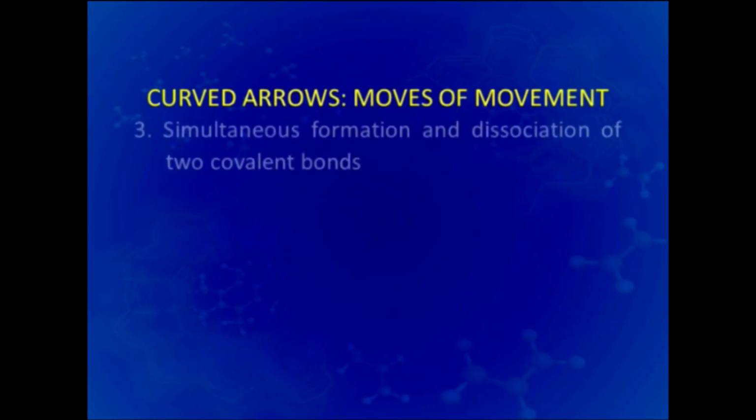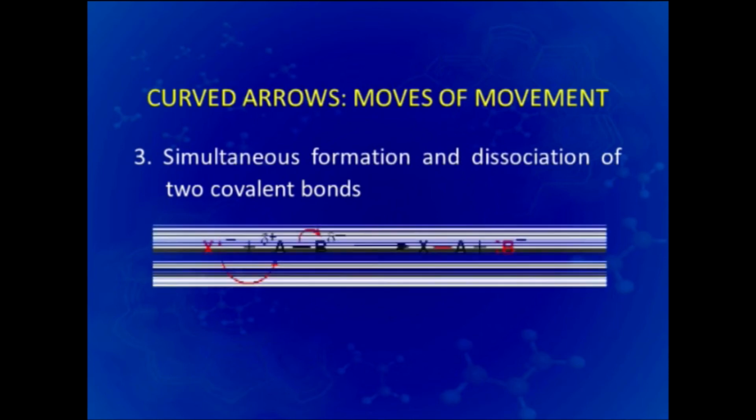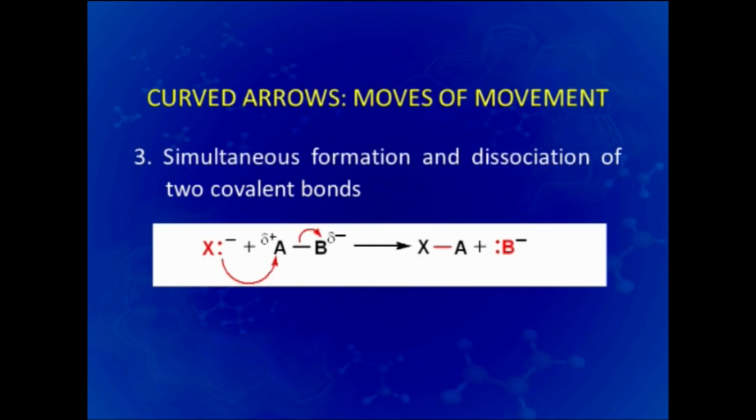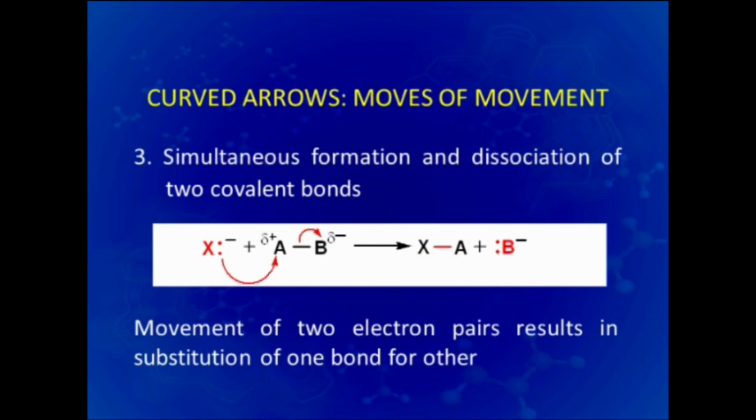Yet in another way of curved arrow depiction, we have simultaneous formation and dissociation of two covalent bonds, as we saw in the case of pericyclic reactions also. So, if A and B are polarized and we have another charged species, this will donate electrons to the species which is electron deficient and form a bond with that species or atom, and give the other one as another ion. So, movement of two electron pairs results in substitution of one bond for the other.